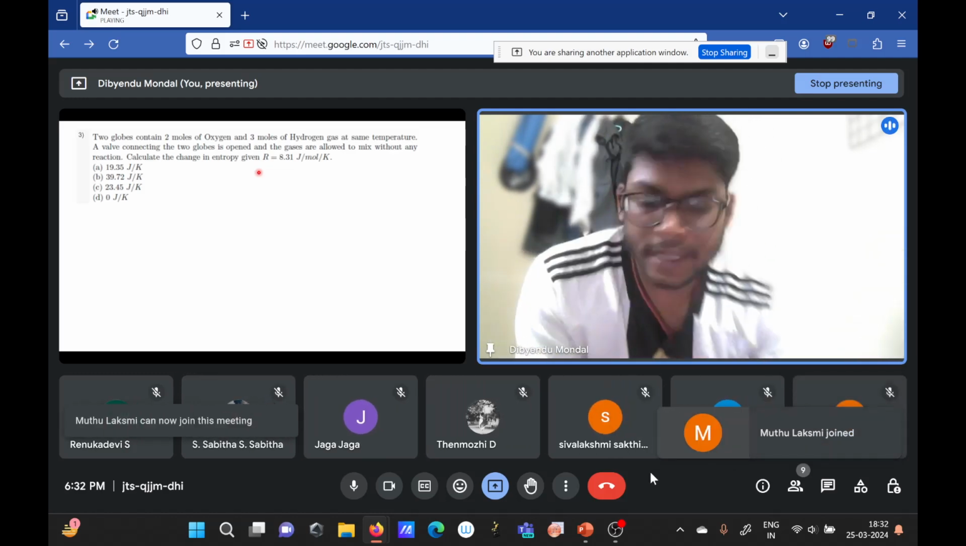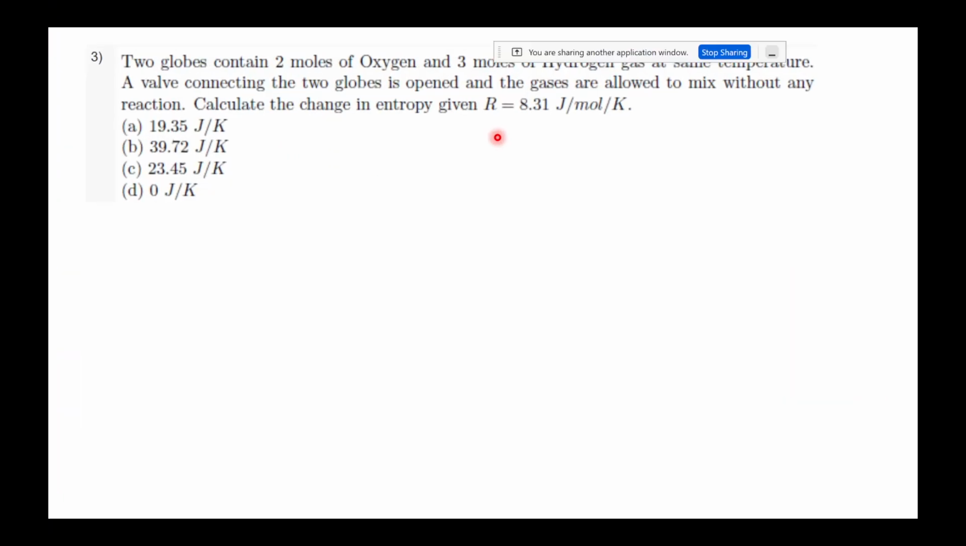So for any gas mixing, remember, first thing, this is applicable. The change in entropy for mixing is applicable for different gases. If that was for the same gas, this will not be applicable. There comes a different concept. I will talk about that in the next problem.